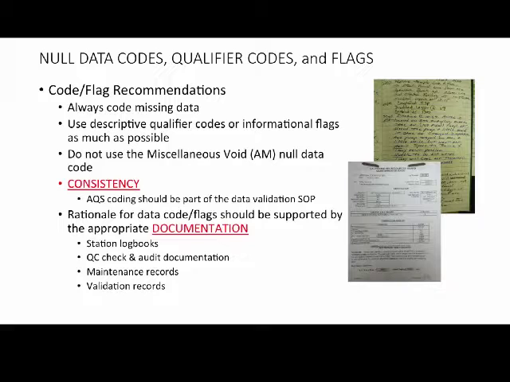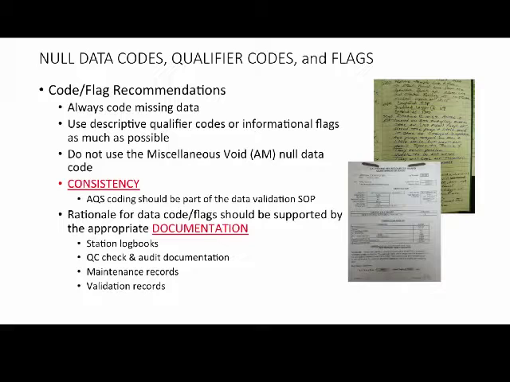And like I said, I'm not going to tell you exactly what code to use in every situation, but the takeaway, if EPA has any advice on using null codes, would be first of all to code everything. Don't leave any missing data just hanging out in AQS by itself. If you are going to use codes, I particularly don't like the miscellaneous void code. It's not very descriptive. And then be consistent.